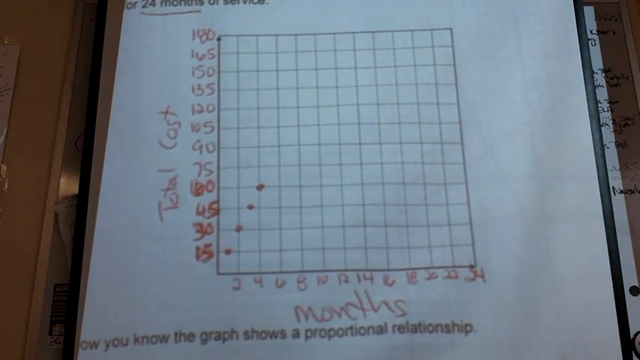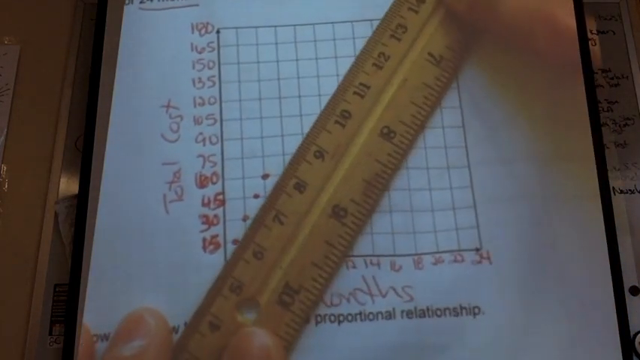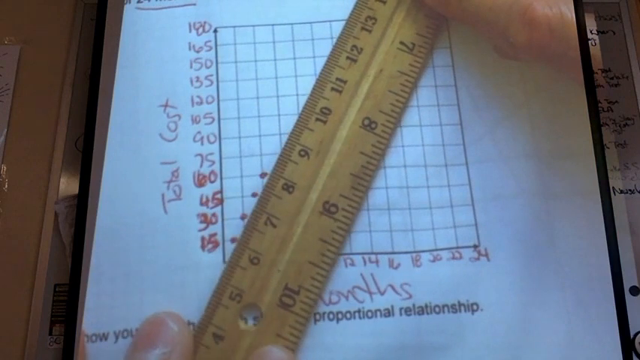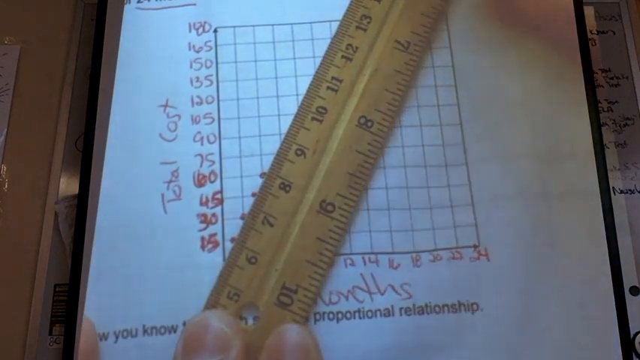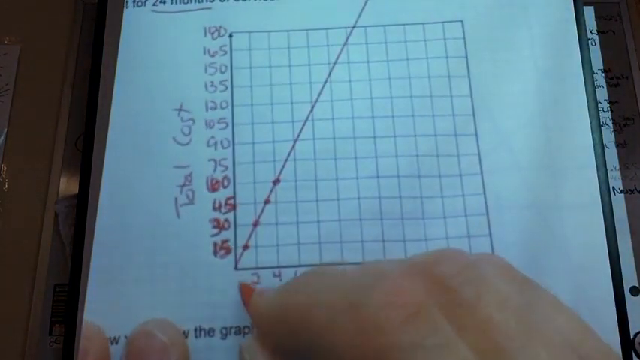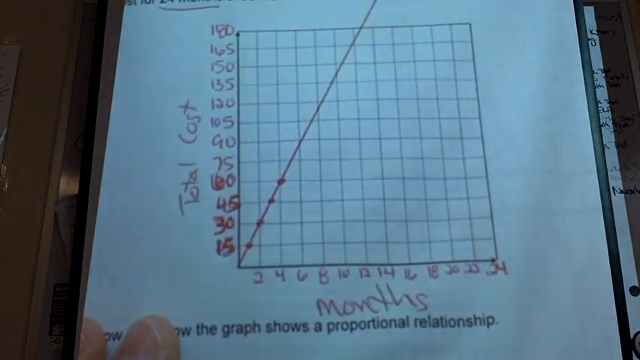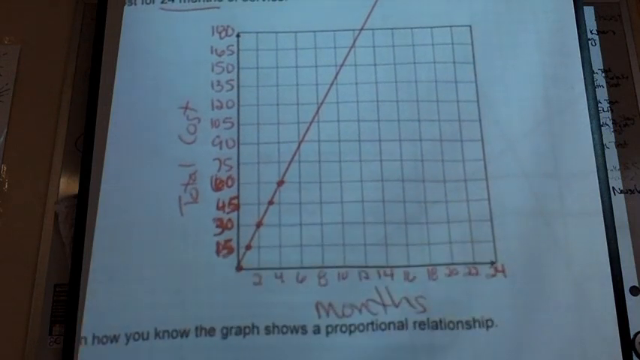You can take a ruler, and we got to know that at 0 months it's going to cost 0. So you're going to go through starting at 0. So it's going to go right here.